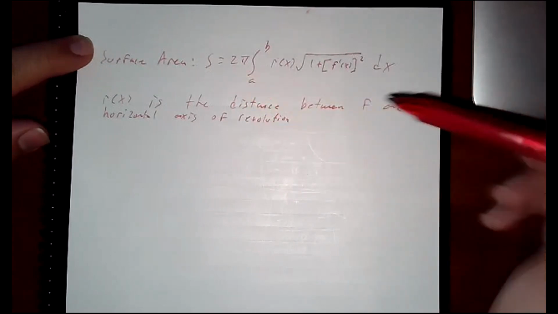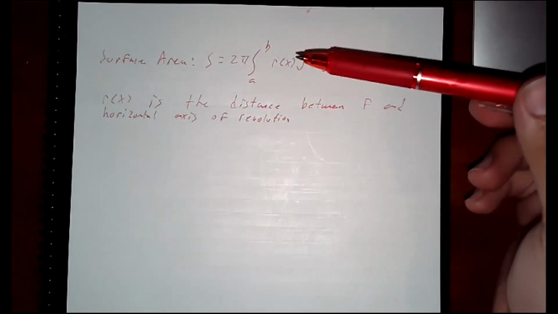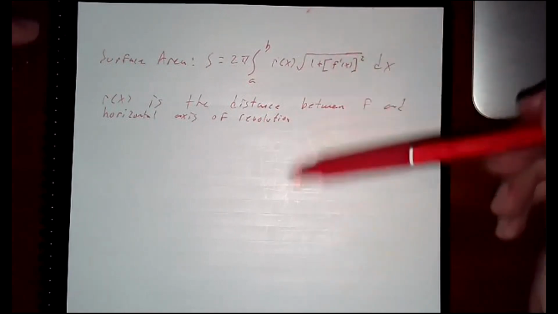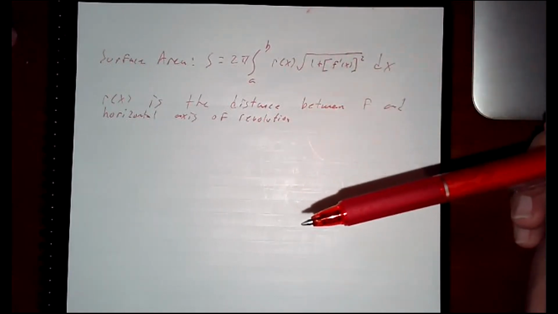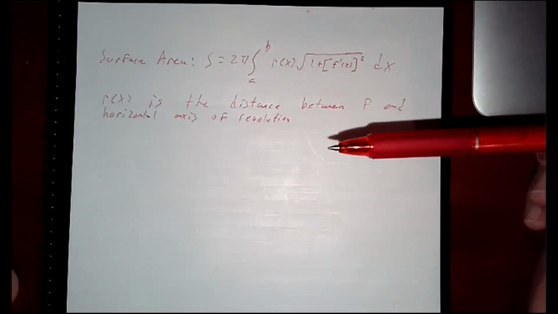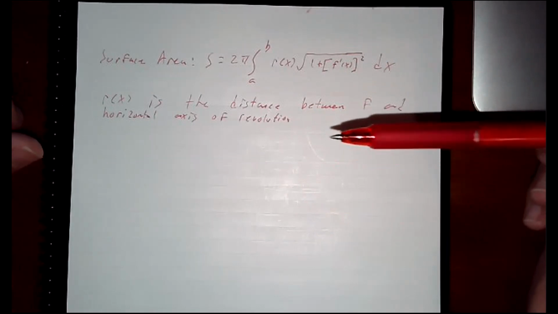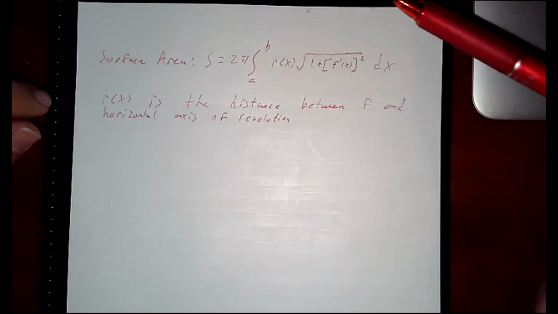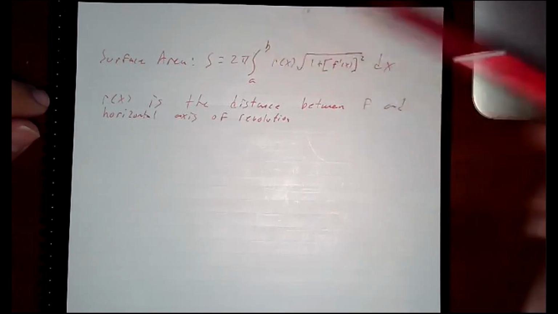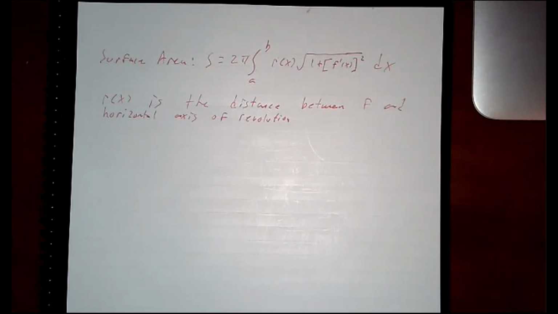So r of x is the distance between f and the axis of revolution. We're basically extending the arc length and spinning it around to find the surface area. Does that make sense? Because if you create a solid with the arc length, you're basically creating a surface. So if you spin it and find the area and spin that area, you'll find surface area.